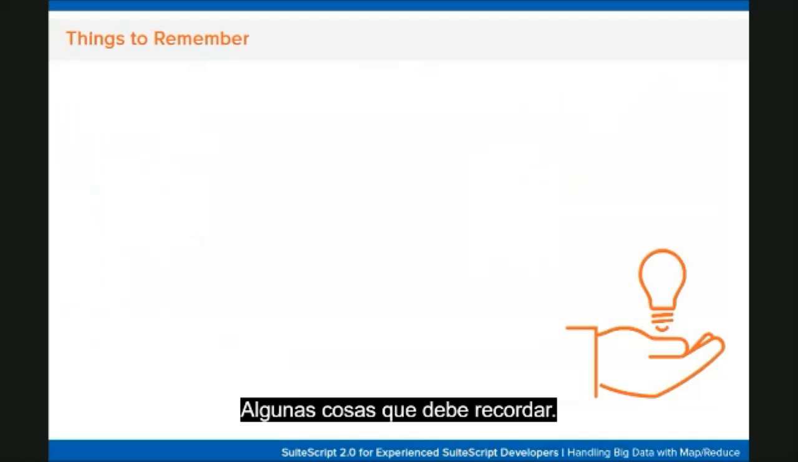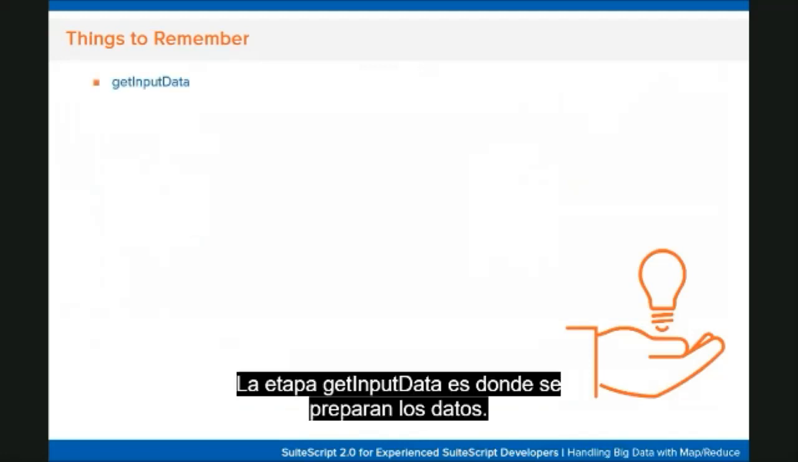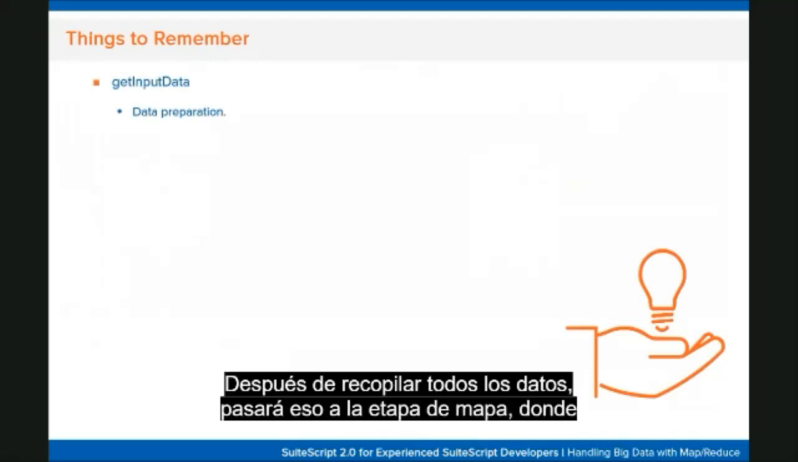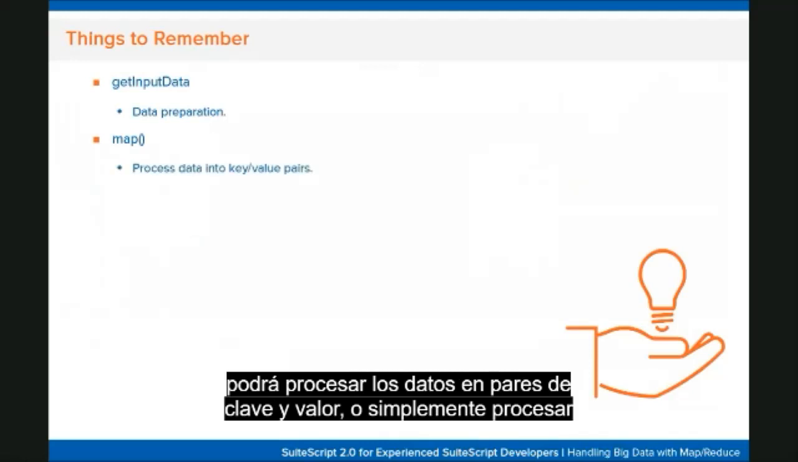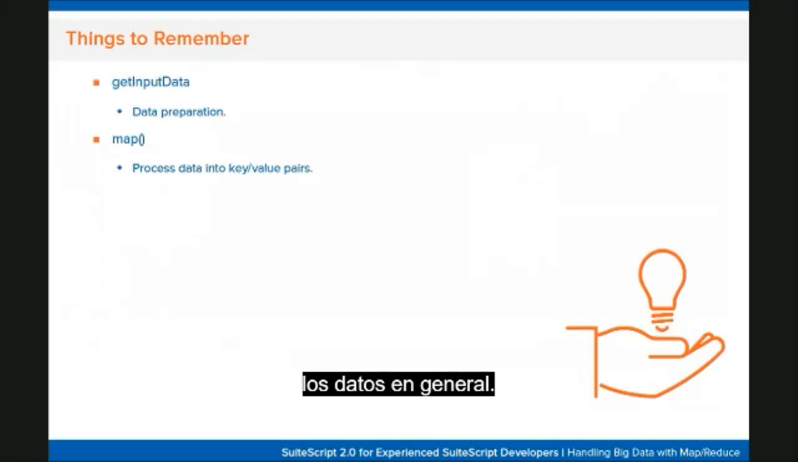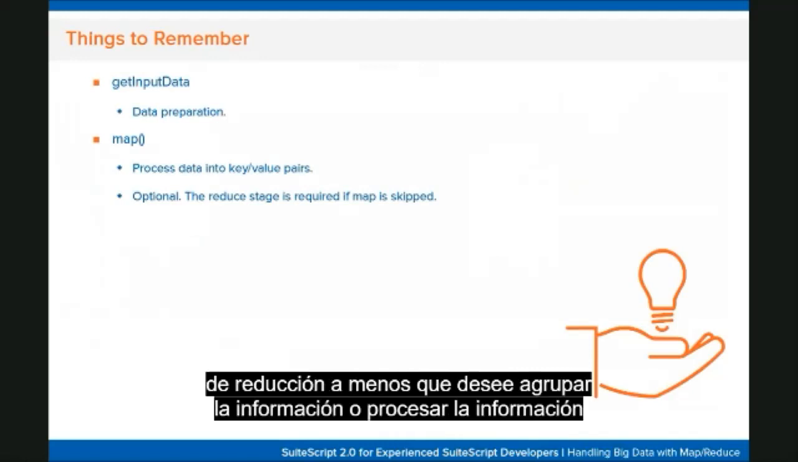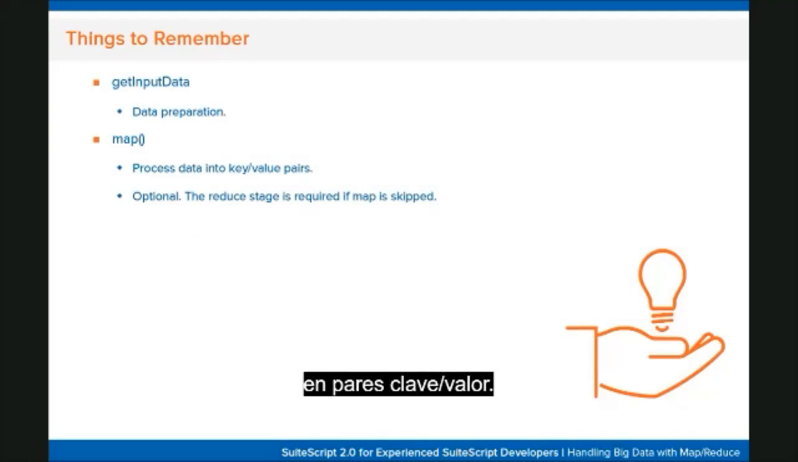A few things that you have to remember. The get input data stage is where you prepare your data. You are going to either process a search, an array, or a reference to a saved search. After gathering all your data, you're going to pass that to the map stage, where you can process the data into key and value pairs or just process the data in general. Remember that if you already have a map stage, you don't necessarily need to use the reduce stage unless you want to group your information or process your information into key value pairs.